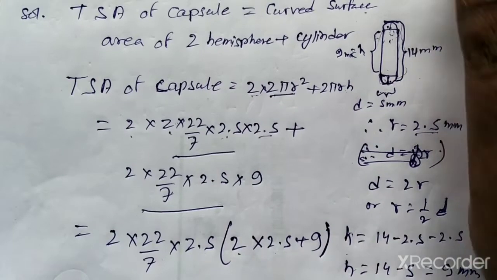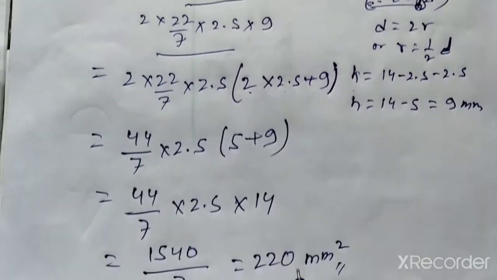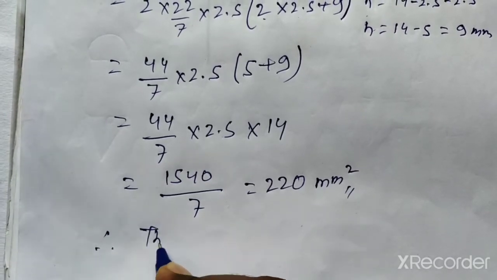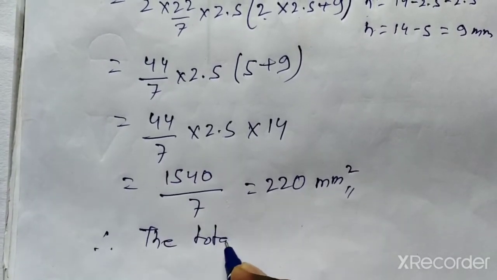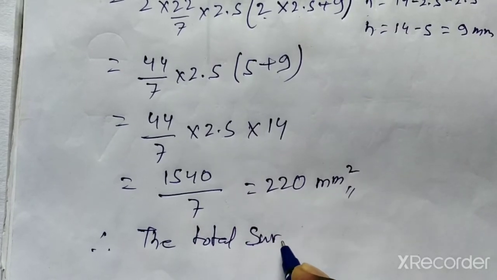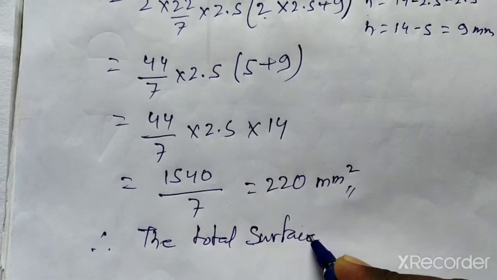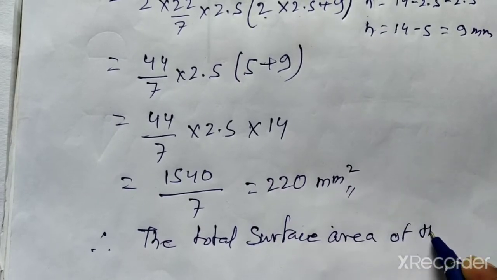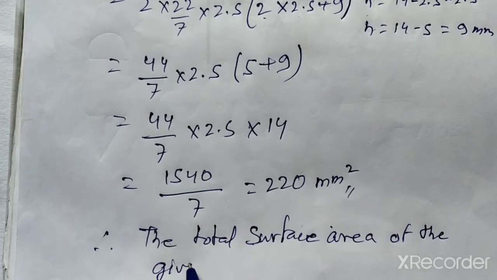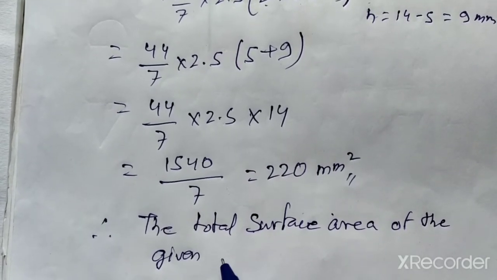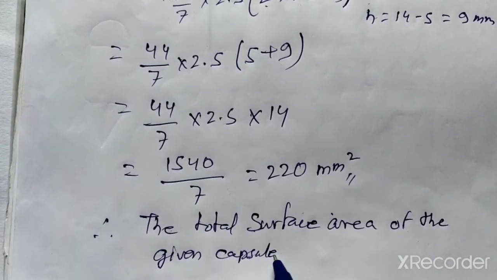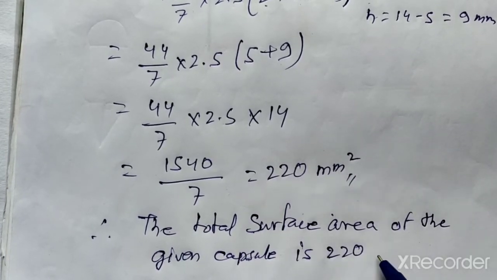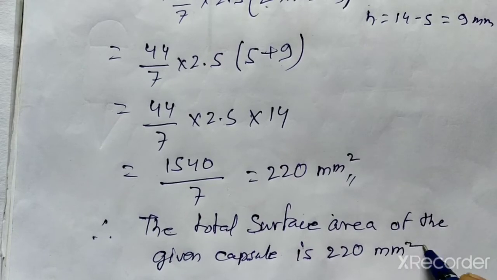Therefore the total surface area of the given capsule is 220 mm square.